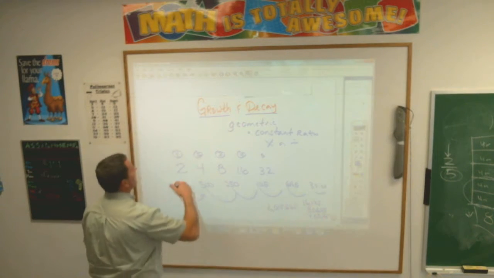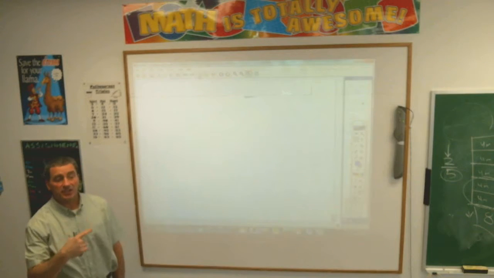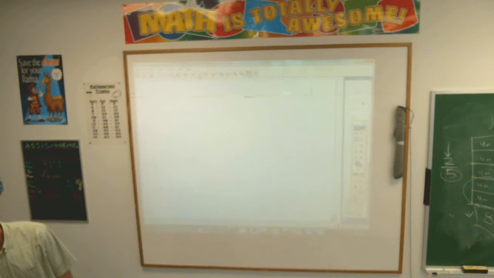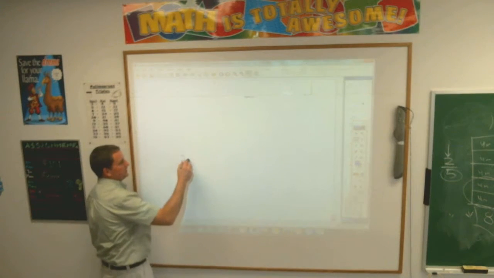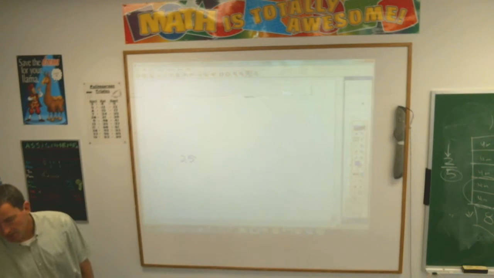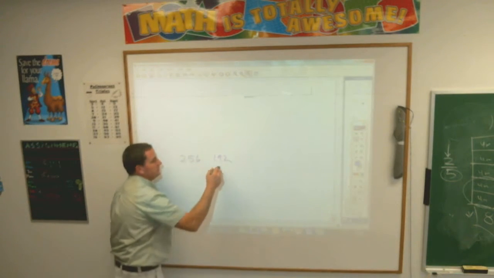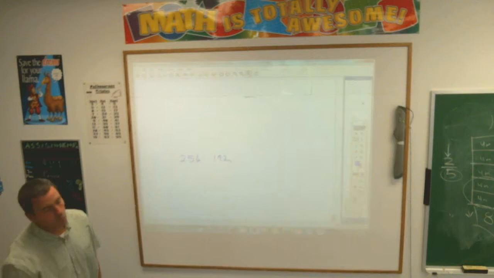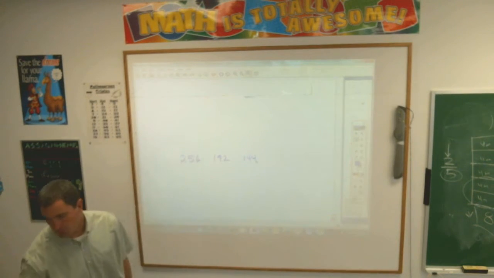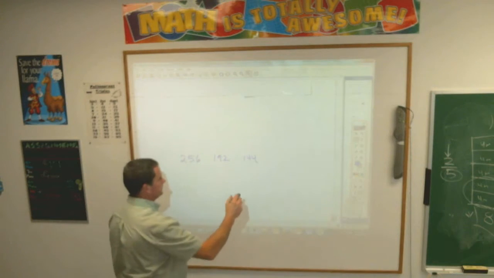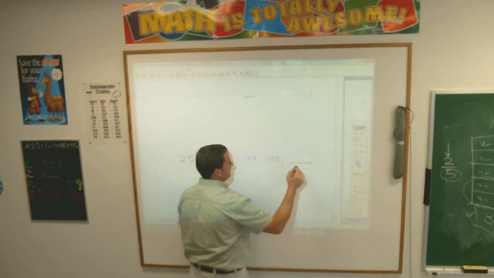Now, here is going to be your dilemma, people. Let's say you're given this decay, which means the numbers are going down, and you're asked to give the next number in the sequence: 256, 192, 144, 108. What's going to be the next number here?